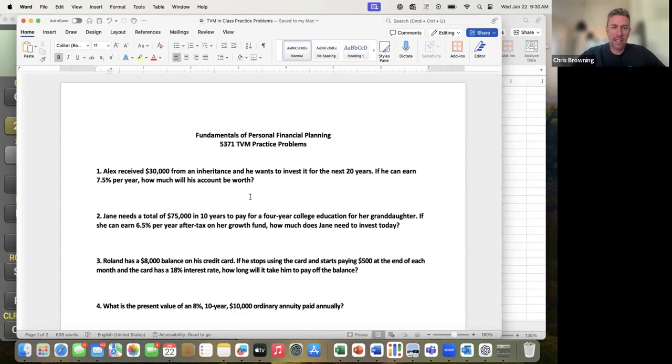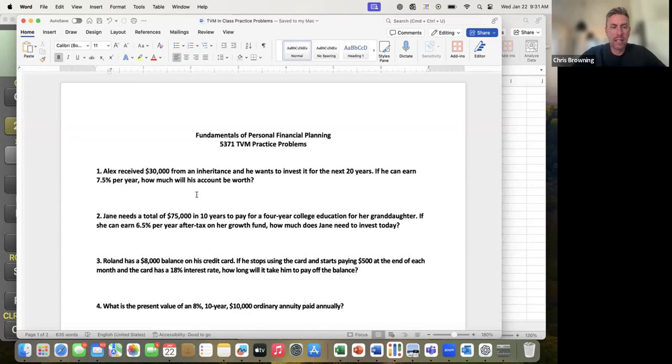Just as a reminder, I'm going to use the Texas Instruments BA2 Plus calculator to work these problems. If that's the calculator that you're using, then that'll be great because this will be good step-by-step instructions. If you're used to using a different type of calculator, HP has a financial calculator that's pretty popular. You're more than welcome to use that calculator. I just won't be as helpful on that as I am with this calculator. All right, that said, let's dive right in and get started with these problems.